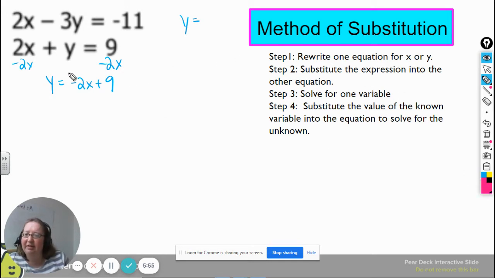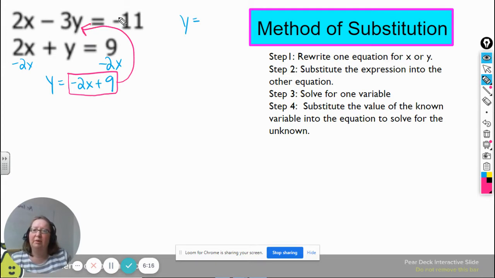I'm going to take this expression right here, and I'm going to substitute it not into the same equation. That is like a puppy chasing its tail. You're never going to go anywhere. But into the other equation. So where the y is in this equation, that's where I'm going to put this.